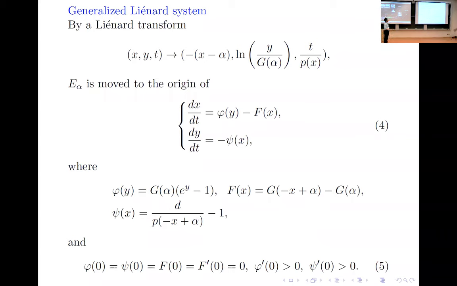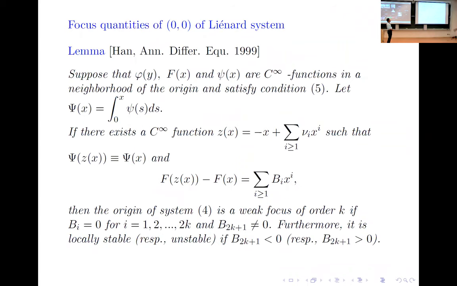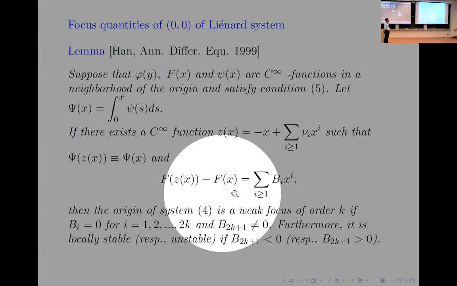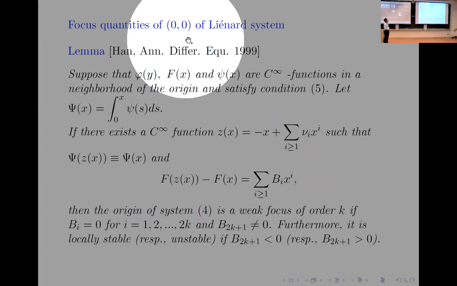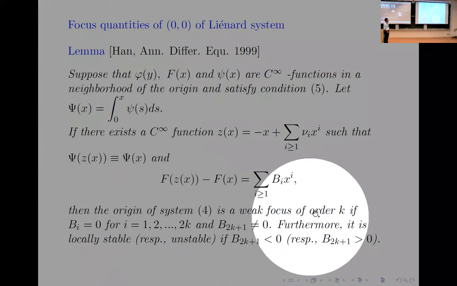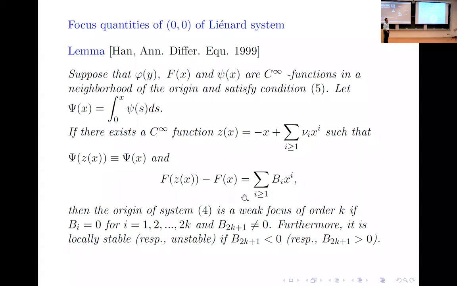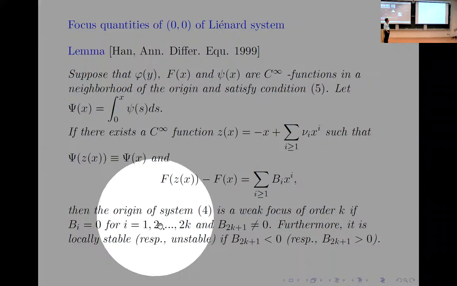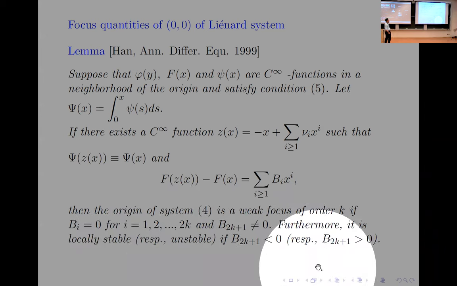Now with system 4, the generalized Liénard system, Professor Ma Anhan provided a very nice formula for the focus quantity of the origin of the Liénard system. Basically you consider the Taylor expansion of this function, f of z minus f of x. The coefficients here are b sub i. The b sub i will tell you the focus quantity of the weak focus at the origin. The origin is a weak focus of order k if b sub 2k plus 1 is the first non-zero coefficient of this power series. Furthermore, if this coefficient b sub 2k plus 1 is negative, the origin is locally stable, and if it's positive, it's unstable.